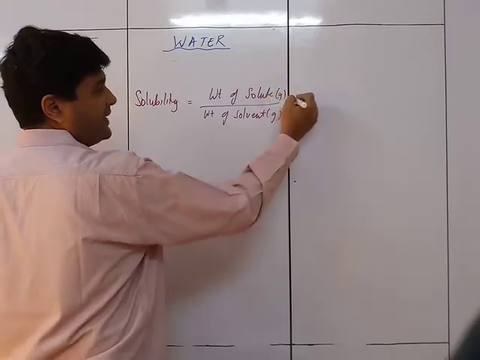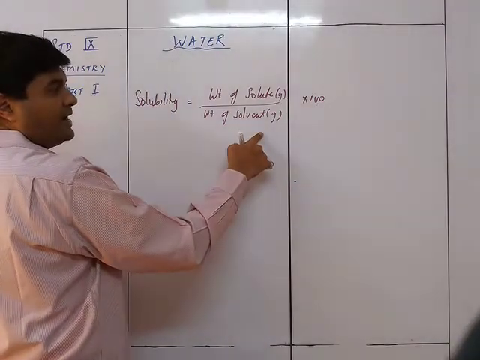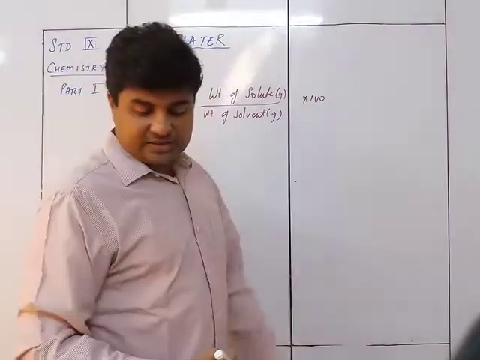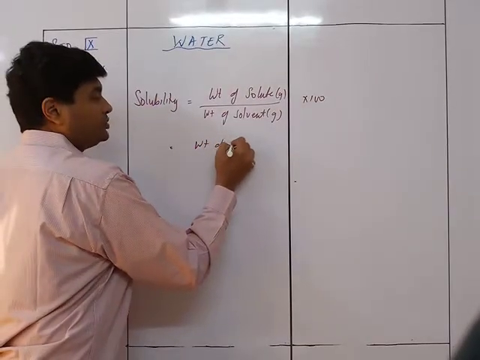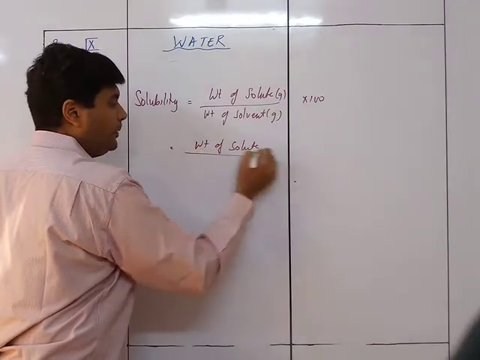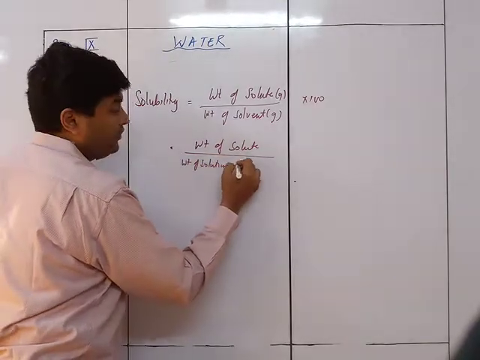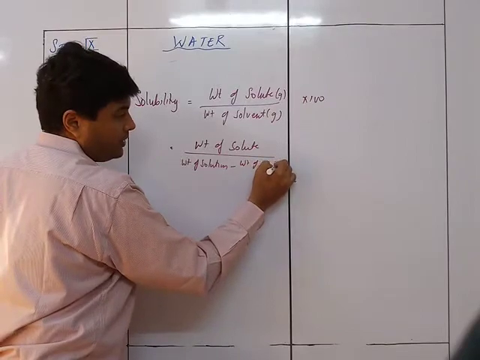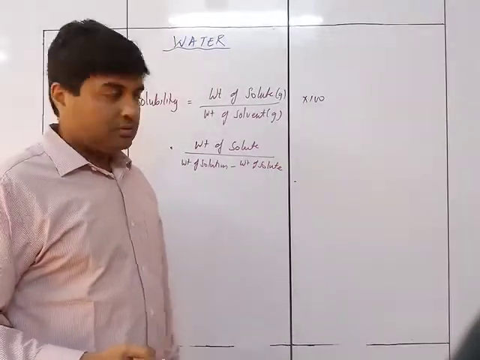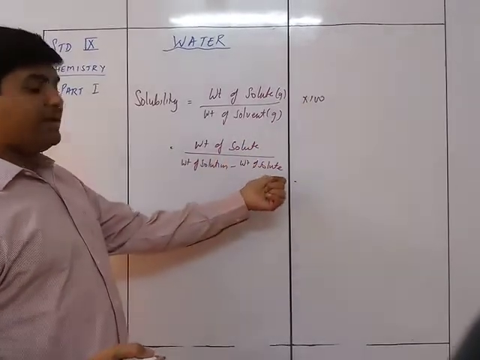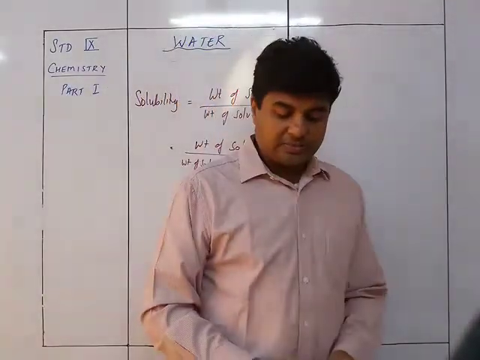If you take the solvent as 100 grams, multiplied by 100, then the 100 grams will get cancelled, so automatically it will be this way. Or we can also say it is equal to weight of solute upon weight of solution minus weight of solute. So if you don't know the value of the solvent taken, then we can take the weight of the solute upon weight of solution minus weight of solute, into 100, which will give you the solubility of that particular substance.